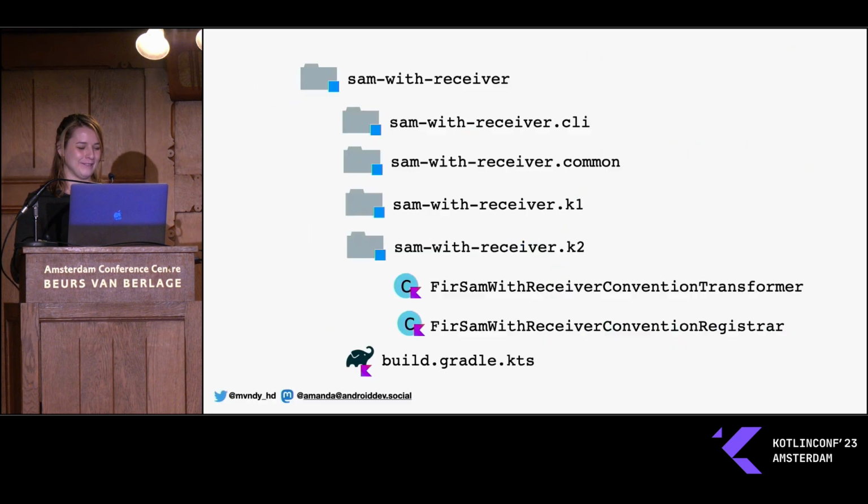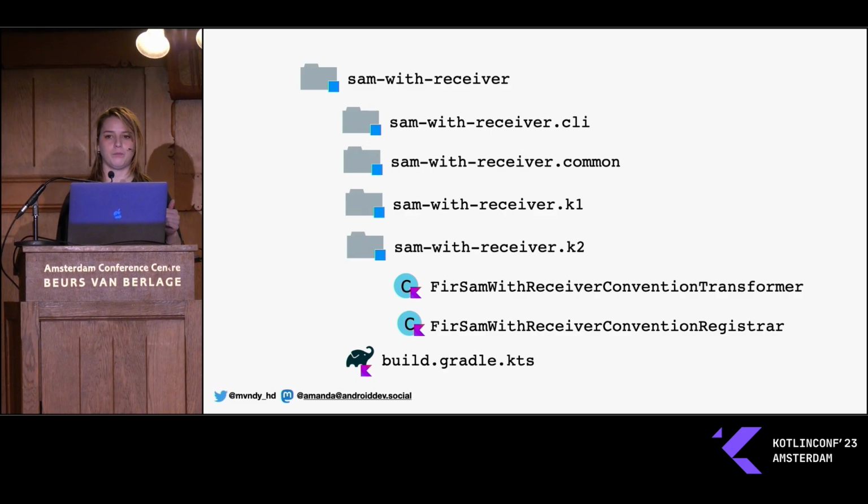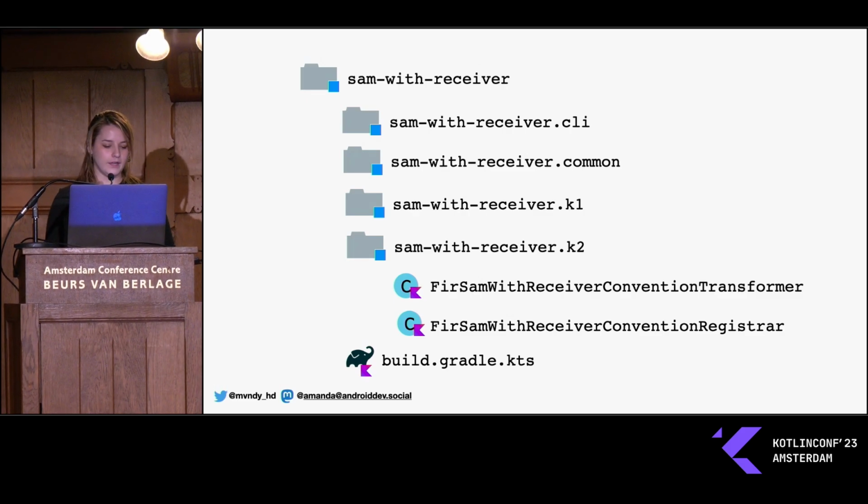So kind of fun. Looking at the plugin itself, we can see the following packages. We have the CLI, common, K1, K2, and the CLI holds the code for the plugin itself. It has the logic for command line processor, component registrar, and compiler configurations. And the common one just shares the same naming conventions. And then K1, K2, we're more interested in K2. That's what we're going to look at for this example.